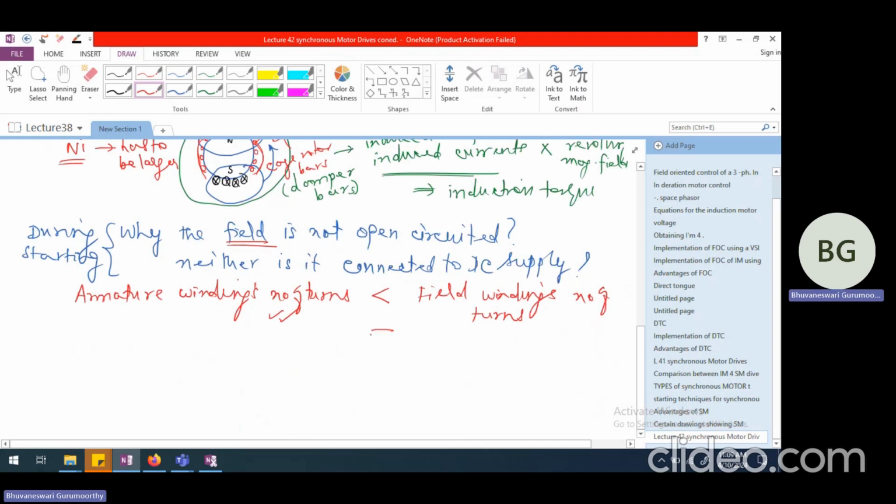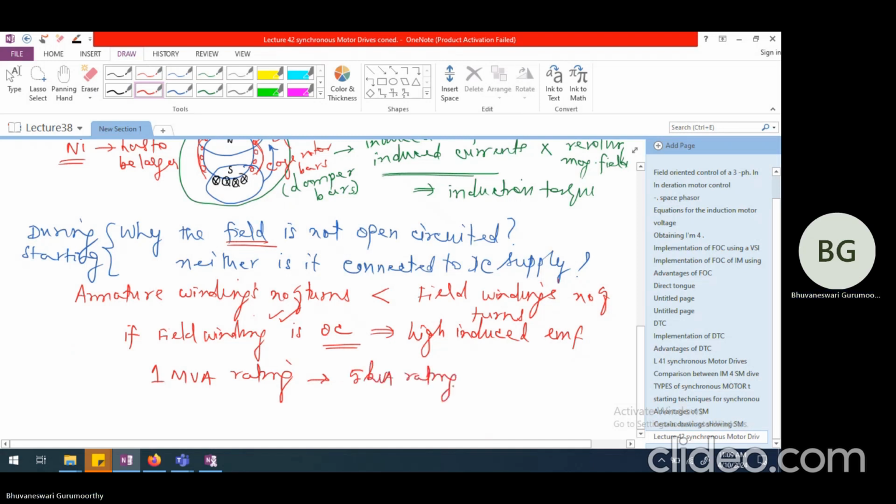So the field winding will have a very, very high induced EMF if the field winding is open circuited, because it will function like a potential transformer. So if the field winding is open circuited, we will have a very high induced EMF, and in all probability the field is generally meant for only less than 5% of the rating of the armature. So if the armature is about 1 MVA rating, then we are going to have only about a 5 kVA rating for the field.